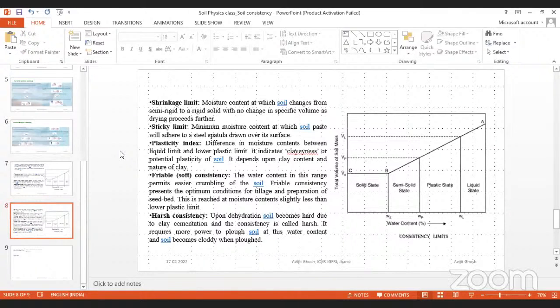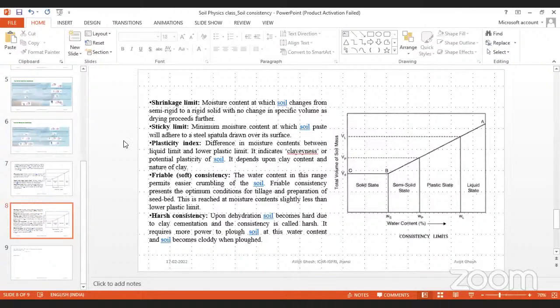Now, another two consistencies are provided: friable consistency and harsh consistency. The water content for friable consistency permits easier crumbling of soil, and it is the best consistency for tillage operation. Harsh consistency is when upon dehydration soils become too hard due to clay cementation, and it requires more power to plow the soil at this water content, and soil becomes very cloddy, or clod formation takes place when you apply tillage operation or plowing.